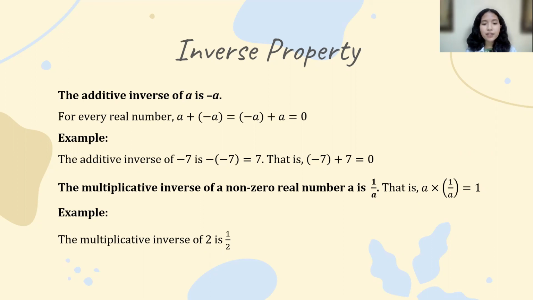The multiplicative inverse of a non-zero real number A is 1 over A. That is A times 1 over A is equal to 1. For example, the multiplicative inverse of 2 is 1 over 2.